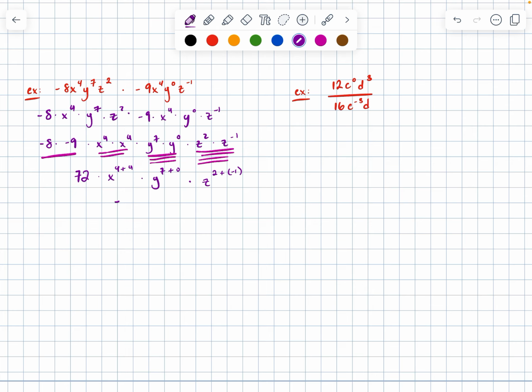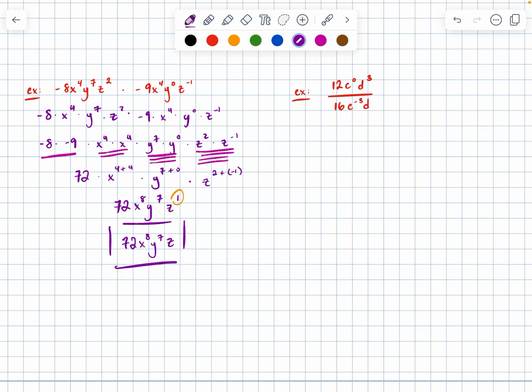Putting those all together, I'm going to erase my multiplication, write it invisibly by smushing each of these up against each other. So I have 72 times x to the power of 4 plus 4, which is x to the 8th, times y to the power of 7 plus 0, which is 7, times z to the power of 2 plus negative 1, which is z to the 1st. But I don't need to write this z to the 1st, so my final answer I'm going to write as 72 x to the 8th, y to the 7th, and z to the invisible power of 1.